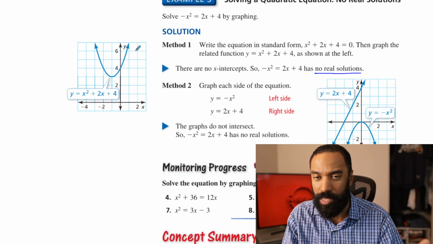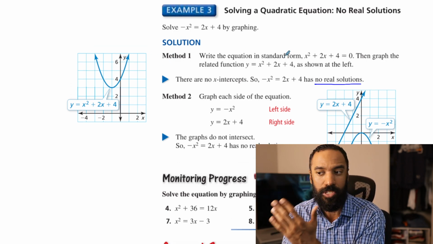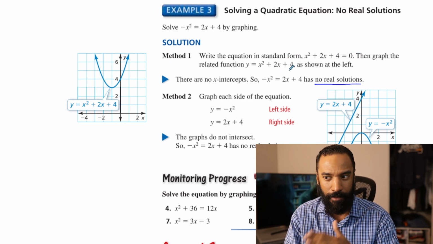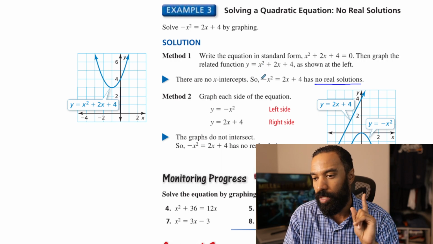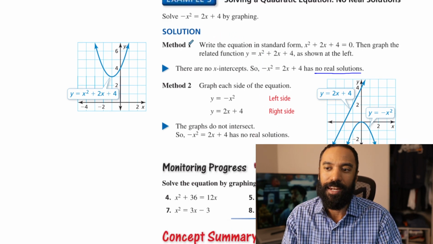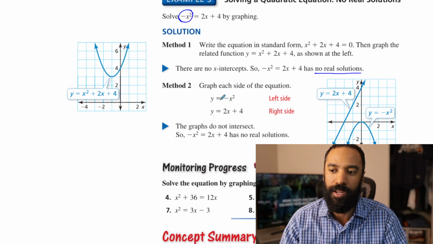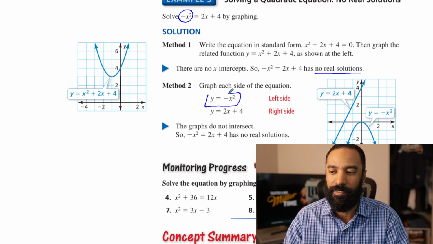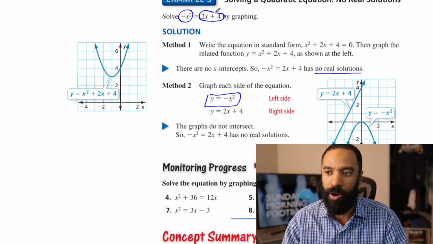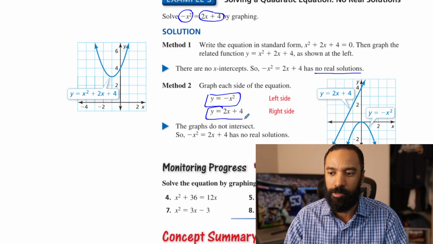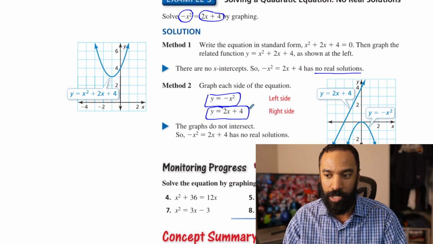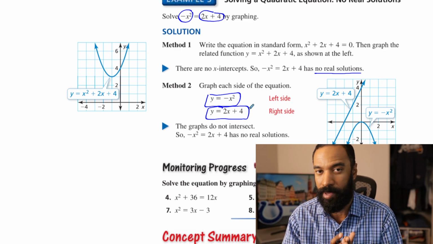That's the first method. We've been using that method already, at least in these notes, setting it equal to 0 and then graphing y equals that. The alternative is graphing it as they are on separate sides of the equation right now. Look at this, negative x squared. We're going to graph y equals negative x squared. Look at this 2x plus 4. We're going to graph y equals 2x plus 4. This is a linear equation. This is a slope-intercept form, y equals mx plus b.